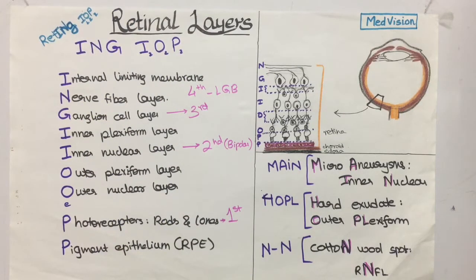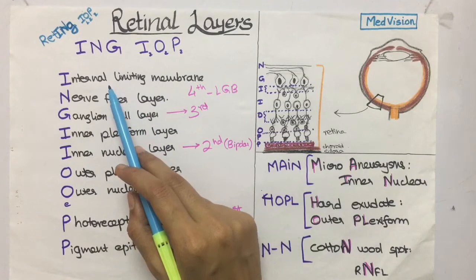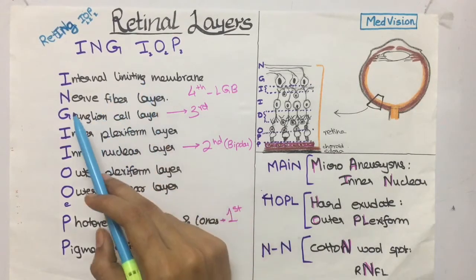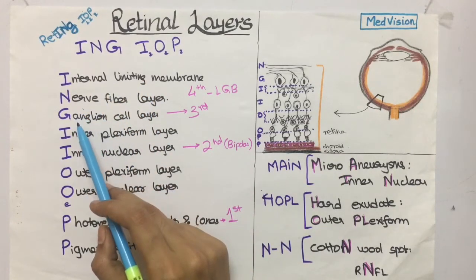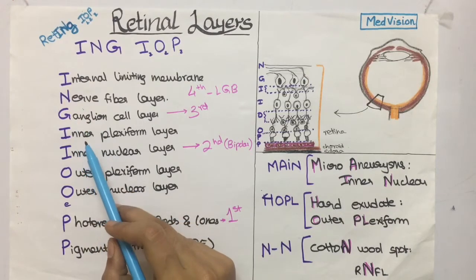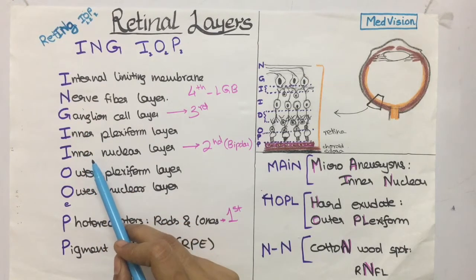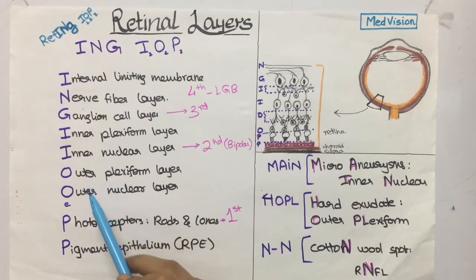Now let's expand it. I stands for the internal limiting membrane, N is the nerve fiber layer, G is the ganglion cell layer, then the inner plexiform layer, inner nuclear layer, outer plexiform layer, outer nuclear layer. P stands for photoreceptors, that is the layer of rods and cones, and the last P is where the pigment epithelium or the retinal pigment epithelium is there. So these are the layers of the retina which can be easily remembered with this mnemonic.